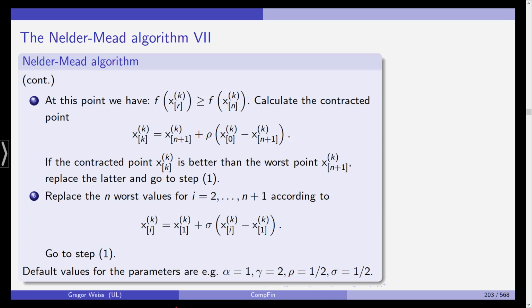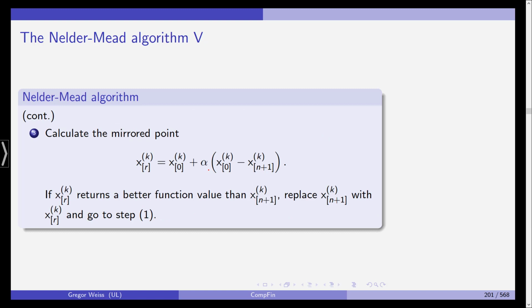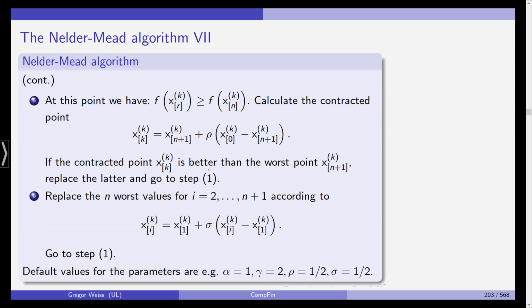And you see you have a parameter rho, you have a parameter sigma. This is an example of a very tuned algorithm where you have several steps where you basically are repeating the same idea. You replace the worst point by somehow calculating a point that might be better, and if it's better, replace it. If not, go back. So this is the Nelder-Mead algorithm. These are some default values for the parameters alpha, gamma, rho, and sigma.